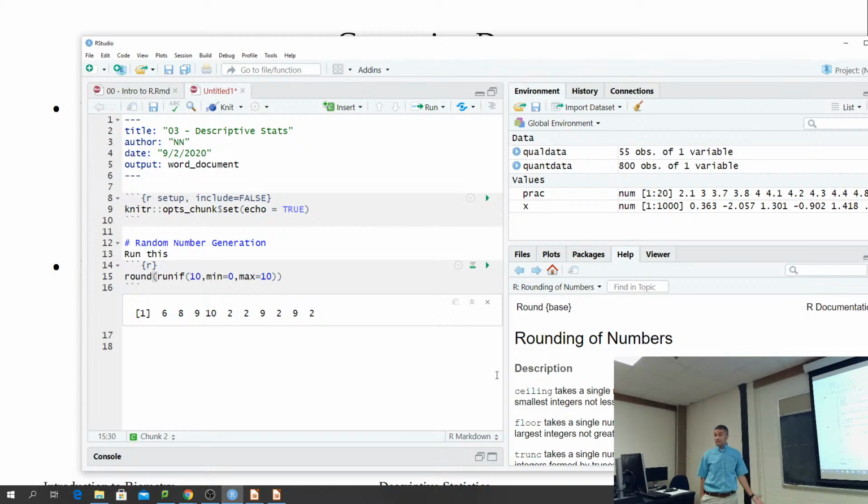No, you didn't. All right. And if I run this again, you're going to see I get a different set of numbers. I run it again, I get a different set of numbers. That's all part of our number generation, our random number generator. So what did R do?